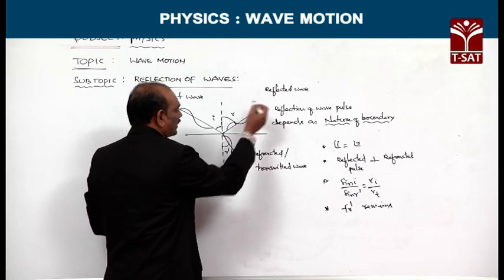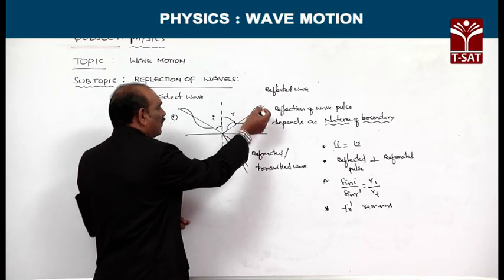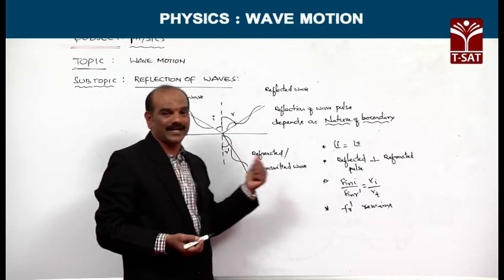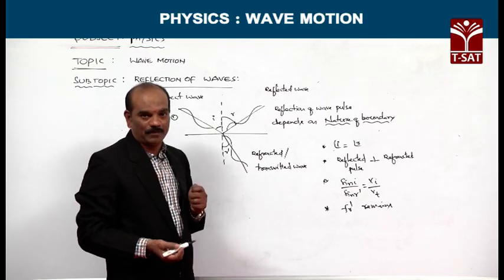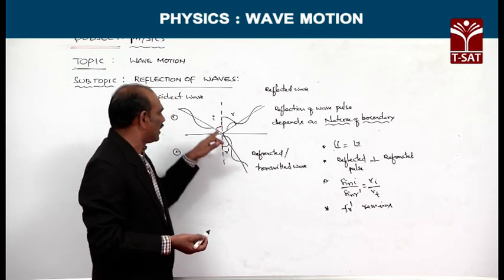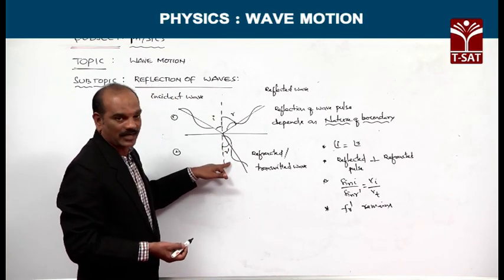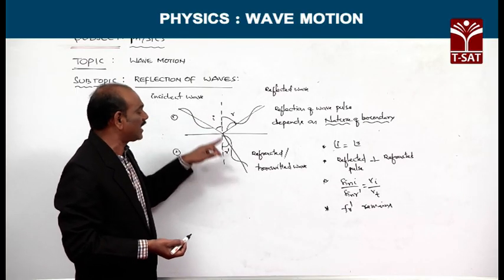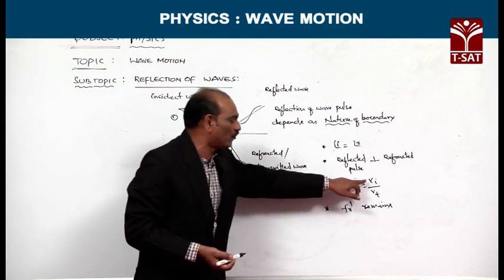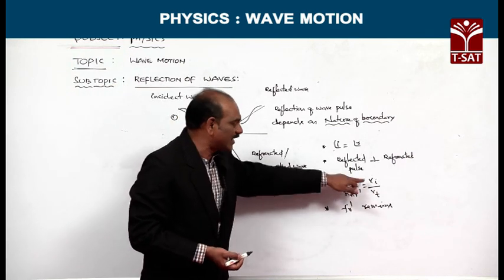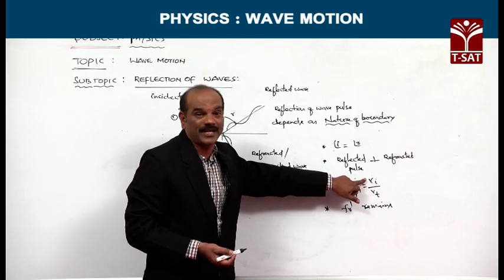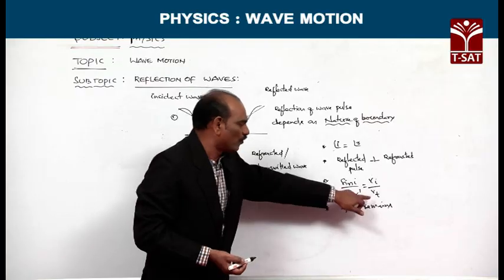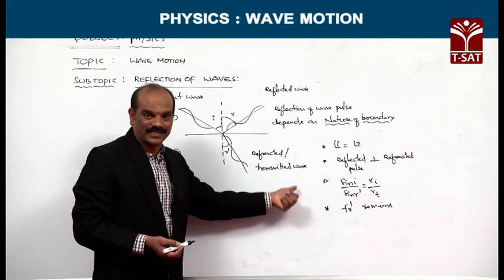Now, this is the refracted ray. The reflected ray and refracted ray are mutually perpendicular. According to Snell's law, which we use in optics, we can apply it here also: sin I by sin R dash, where I is the angle of incidence and R dash is the angle of refraction, is equivalent to Vi by Vt. That is the ratio of the speed of the incident wave to Vt, the speed of the refracted wave.